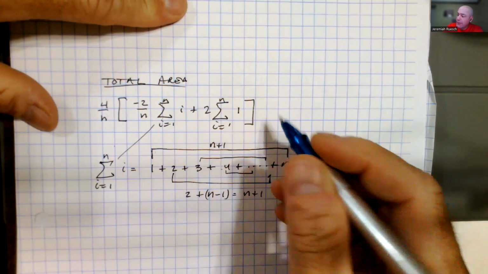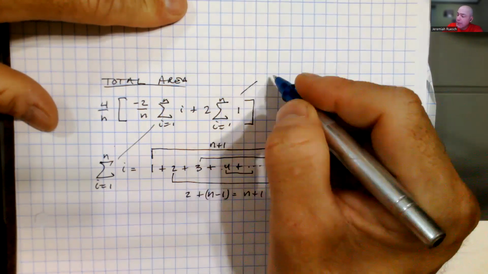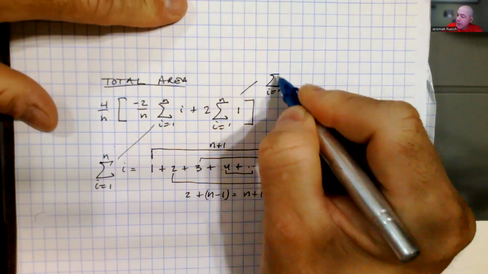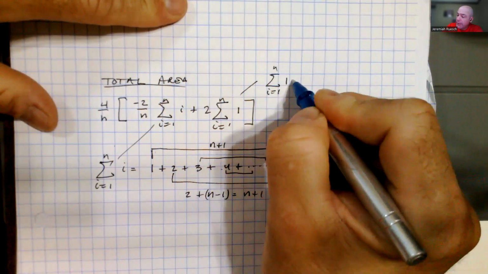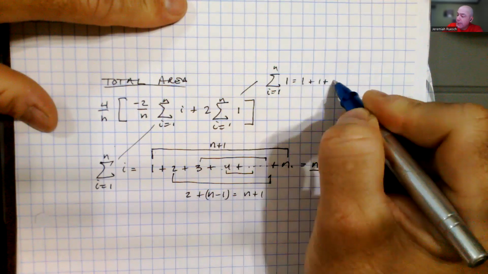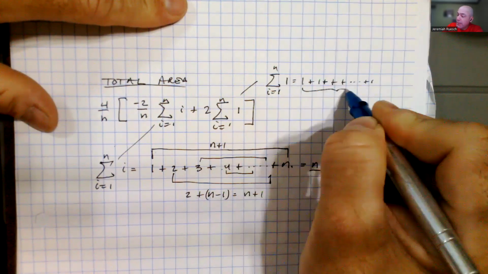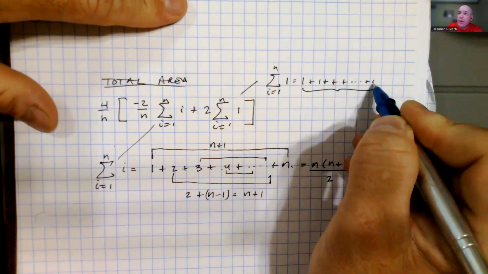And this one, if we look at the sum here, well, what is it saying? It's saying that you have the sum i equals 1 to n of 1. Well, that's saying you have 1 plus 1 plus 1 plus 1 and so on. Well, if you add up all of these, how many ones do you have?